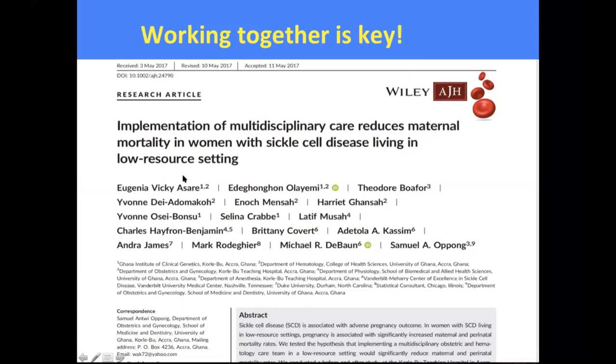This is a study that was done in Ghana. The title of the study is Implementation of a Multidisciplinary Care Reduces Maternal Mortality in Women with Sickle Cell Disease Living in Low Resource Setting. The crux of this article is that it was found that the mortality in women with sickle cell disease in Ghana was very high, about 10,000 or more per 100,000 live births.